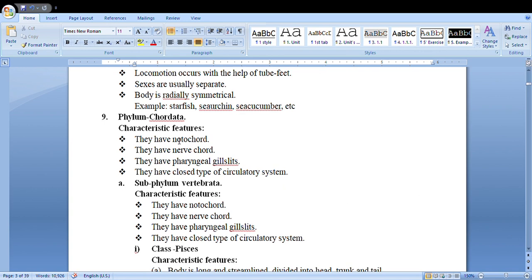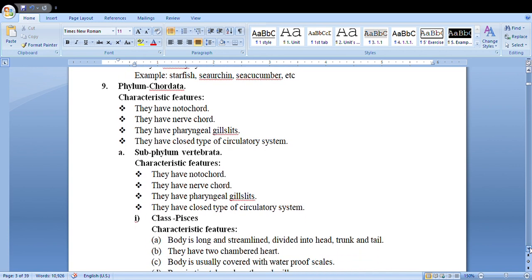Now under phylum Chordata, there is subphylum Vertebrata. The meaning of Vertebrata is that animals under the subphylum Vertebrata have backbone or vertebral column in their body, so they are kept under the subphylum Vertebrata. Characteristic features: they have notochord, they have nerve cord, they have pharyngeal gill slits, they have closed type of circulatory system. Now under the subphylum Vertebrata there are 5 classes.